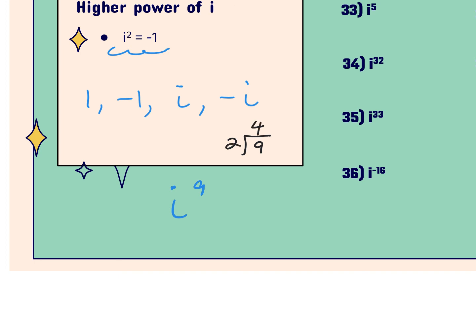It goes in here 4 times and I get a remainder of 1. Whenever my power is an odd number, I'm always going to have an extra i left over. So what I'm doing here is I'm going to break this i to the 9th power apart. I'm going to take the fact that I know that i squared equals negative 1, and then raise that to the whole number of times that 2 went into that exponent, which went in 4 times. But then I had 1 i left over, 1 remainder.